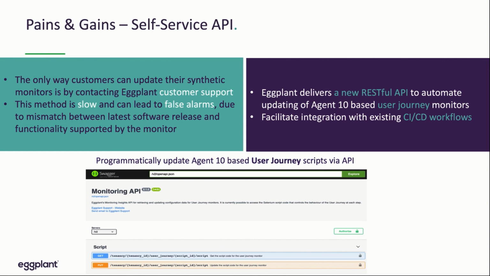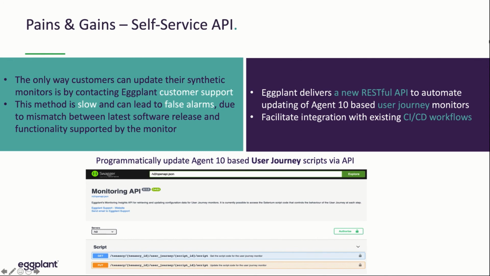Next, can I use this API to add new monitors? No, this API can only be used to update existing monitors. Another question is, can I use the same API to update alert settings for the monitor? And again, the answer is no. We already have an API which can be used to update the alert settings for the existing monitors.